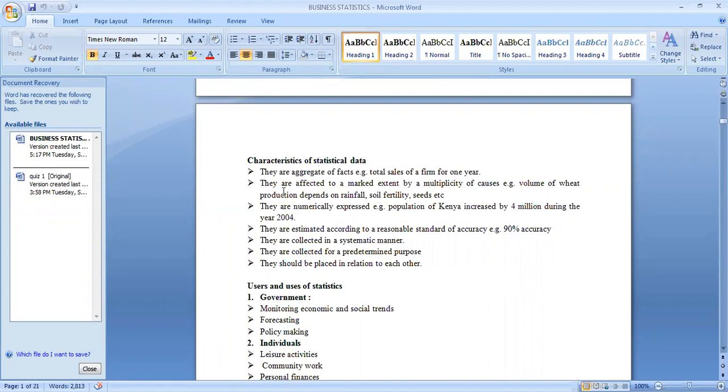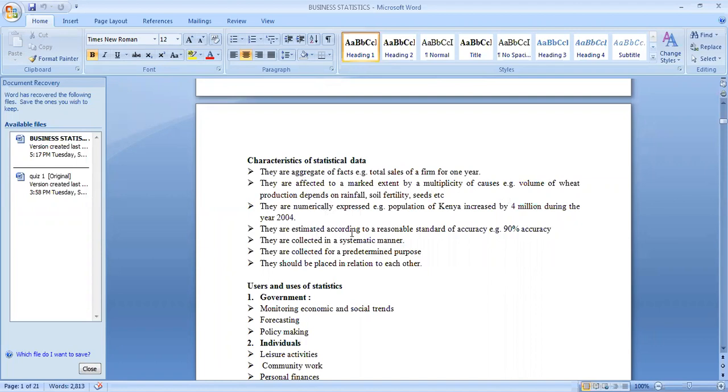And then they are affected to a marked extent by a multiplicity of causes, e.g. the volume of wheat production depends on rainfall and all that. And they can be numerically expressed. Actually, in statistics, in this particular unit, and any statistics that is normally done in the academic world, we normally deal with the numeric. We don't deal with the qualitative. We normally deal with the quantitative variables.